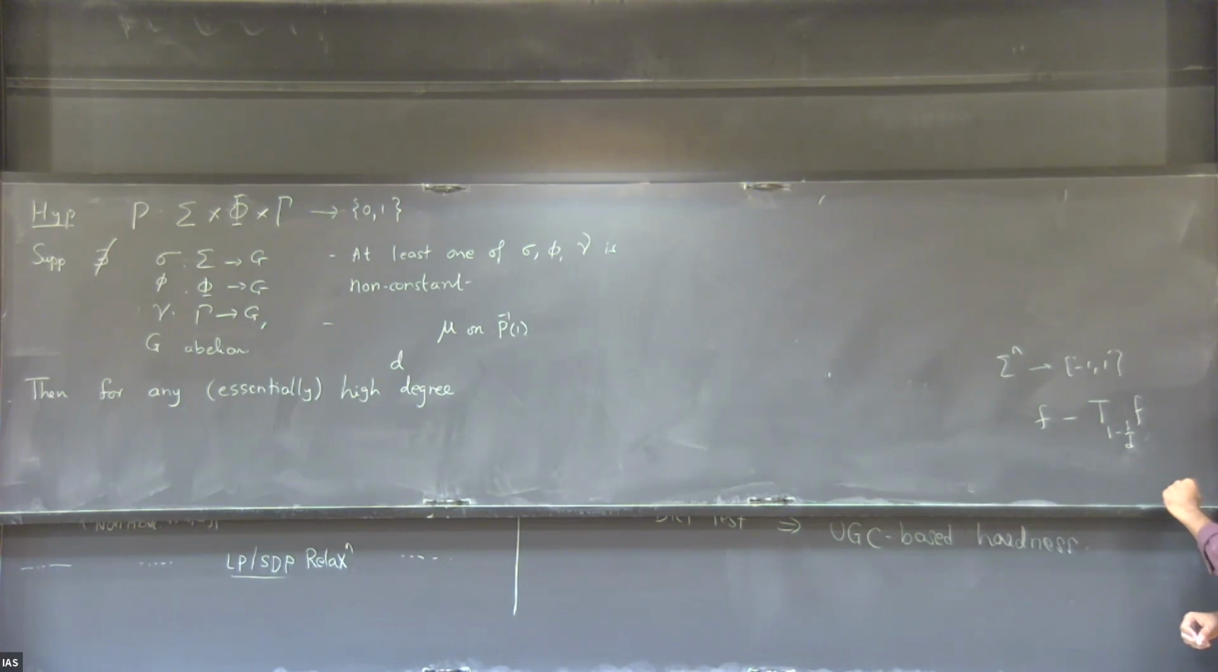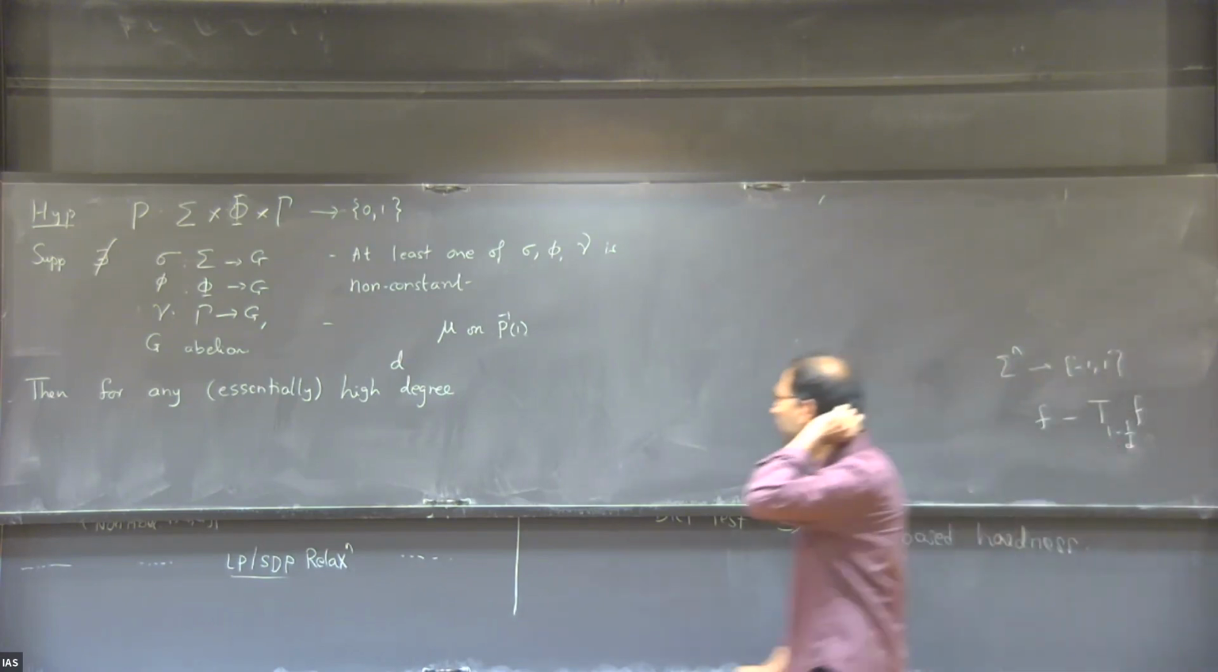Sorry, what's the T? This is a semigroup, the Boolean version, right. And it's an averaging operator. So if f is bounded, this is bounded, and therefore f minus that is also bounded. And it has the property that the Fourier mass of all monomials beyond degree d becomes negligible. So it is essentially high degree. This is what I really mean by saying essentially high degree.